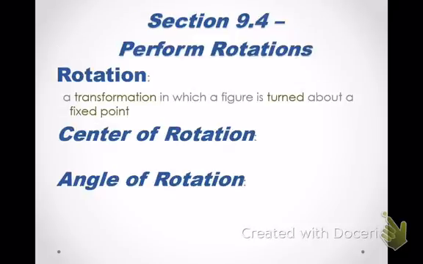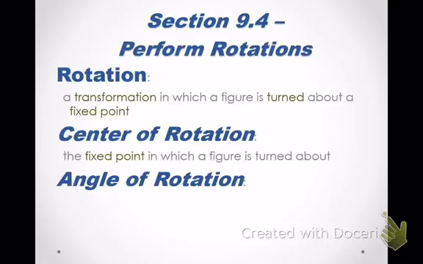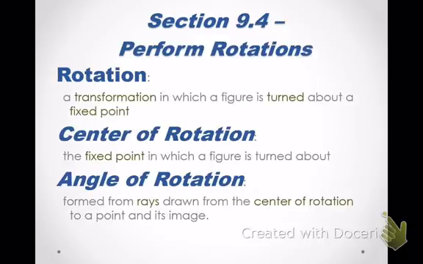All right, so a rotation is a transformation in which a figure is turned about a fixed point. And so the shortcut word for a rotation is a turn. So we're going to turn it. We can turn it clockwise or counterclockwise. The center of rotation is the point around which we'll rotate the figure. And the angle of rotation is how far we're going to turn it. At what angle are we going to turn it? And the angle is created by rays from the center of rotation. Okay?